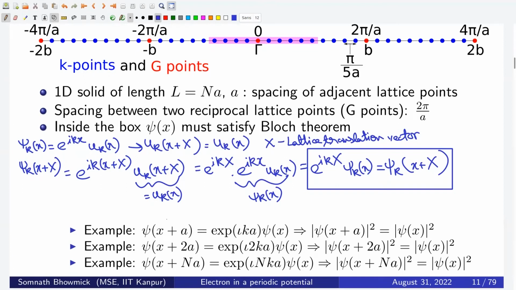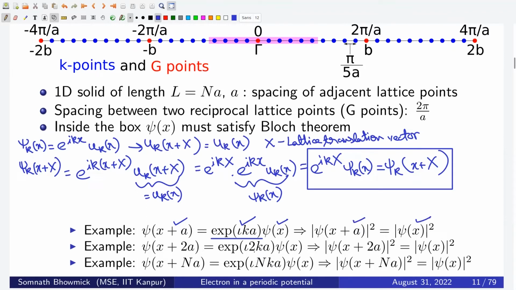Now, let us take some example. If we take the lattice translation vector to be A, then the eigenfunction must satisfy psi of x plus A equals e power i k A times psi of x. The phase factor e power i k A cancels out when we calculate mod square of the complex function, and we get mod psi of x plus A squared is equal to mod psi of x squared.